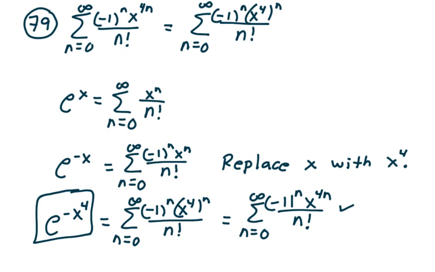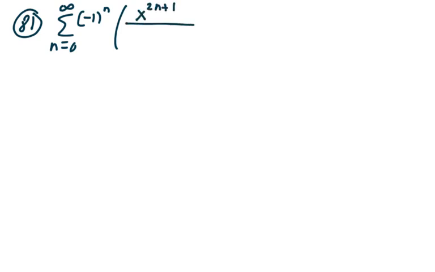Now, let's take a look at 81. Now, on problem 81, we have the summation from n equals 0 to infinity of negative 1 to the n, and then this is times x to the 2n plus 1 divided by 2 to the 2n plus 1 times 2n plus 1. Like so.